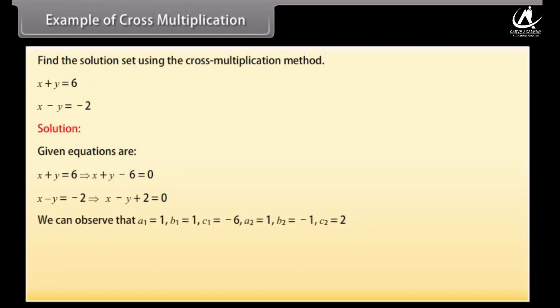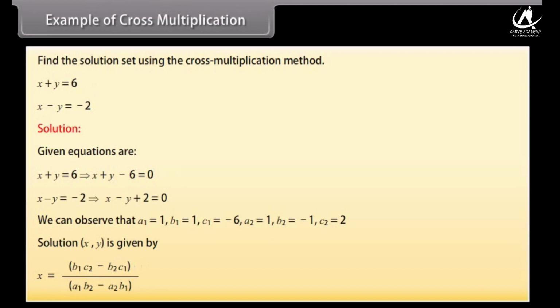We can observe that a1 is equal to 1, b1 is equal to 1, c1 is equal to minus 6, a2 is equal to 1, b2 is equal to minus 1, c2 is equal to 2. The solution x, y is given by x is equal to (b1 c2 minus b2 c1) upon (a1 b2 minus a2 b1).